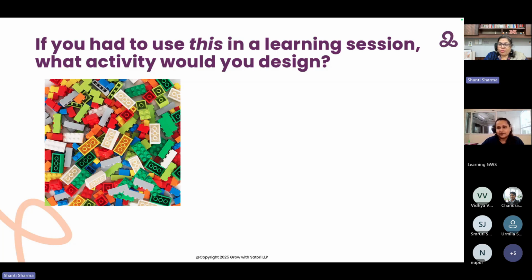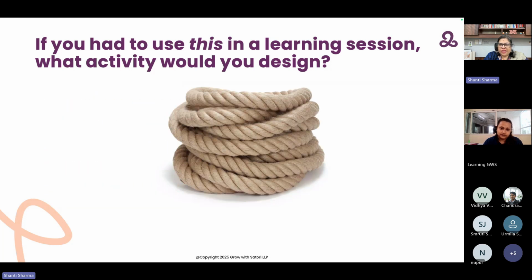Wonderful. So problem solving, you've added to that list. Thank you. Anyone else before I show the next image? All right, I'm going to show the next image, and you're going to tell me how you are going to use the object, the prop given to you, as an activity in a workshop.